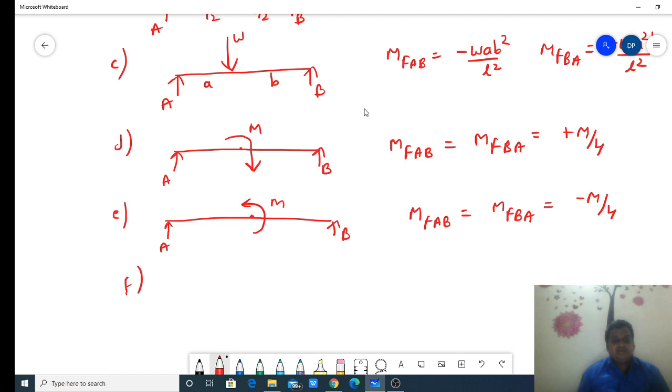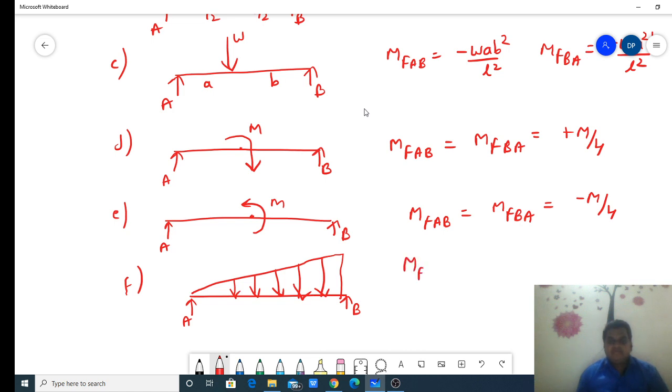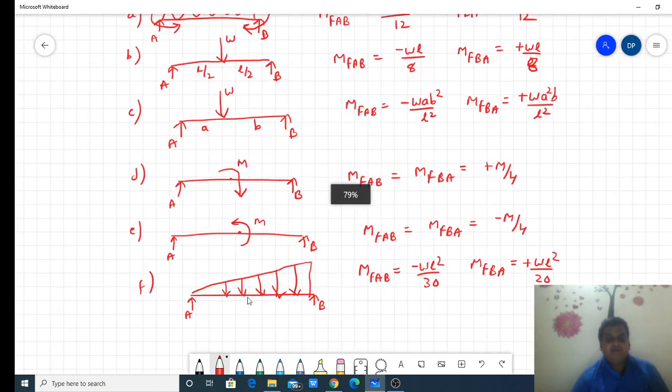Now similarly, if I am considering the triangular load, this is A and this is say B, and we are having a triangular load like this, right? So here my MFAB will be minus WL squared upon 30, and MFBA will be plus WL squared upon 20. Now this is when you are having the maximum height on the right side and the minimum point on the left side.